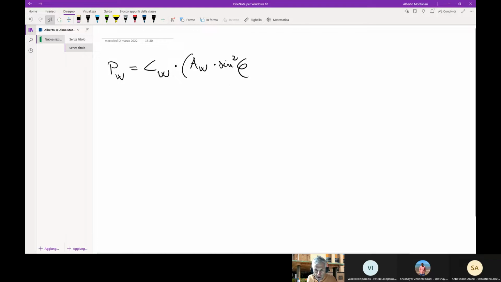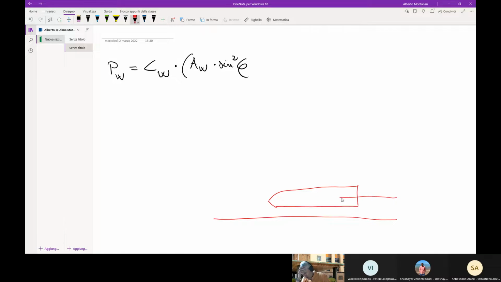So let me try to make a sketch to better explain. If we have, let me take another color, a berth here and a moored ship here. Okay, this is the longitudinal axis of the ship, or ship's center line. Now, if you have wind hitting the ship along this direction, this is, sorry, phi.